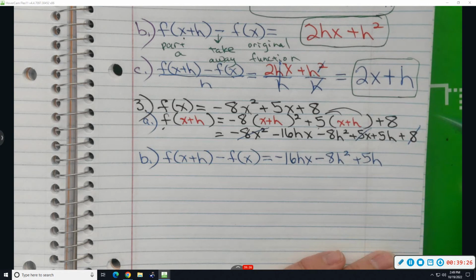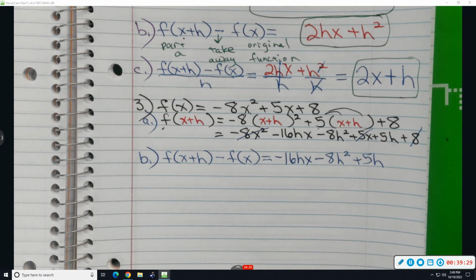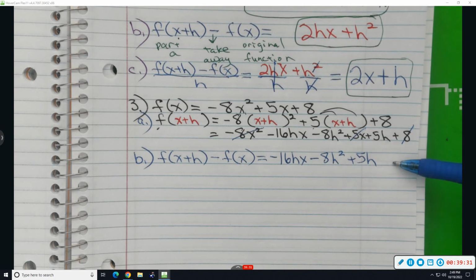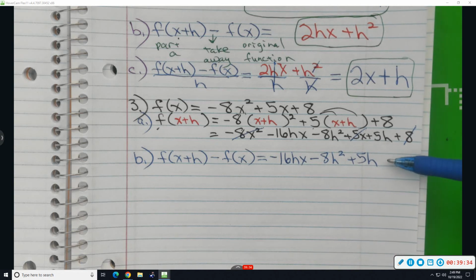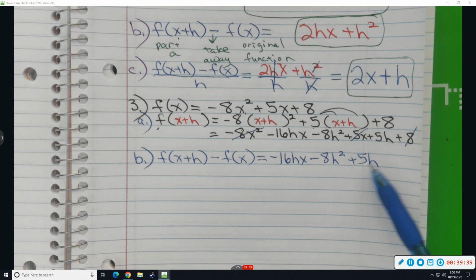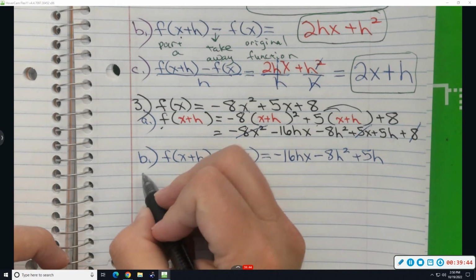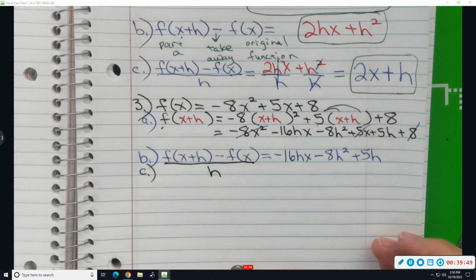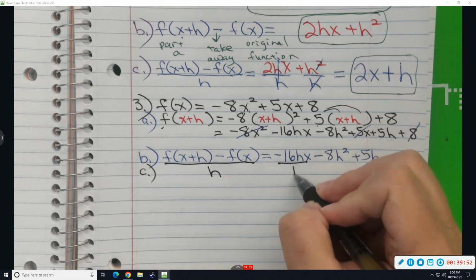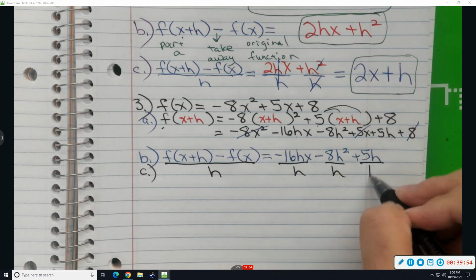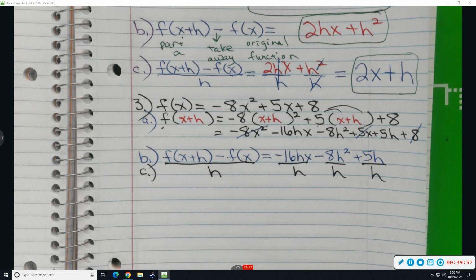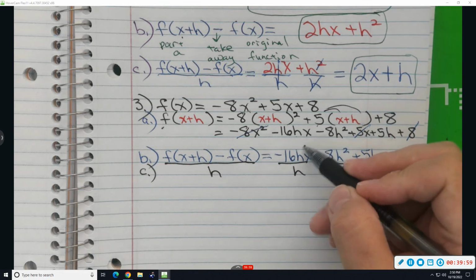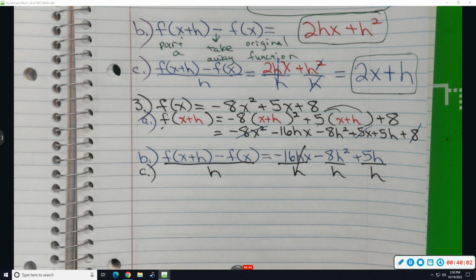8 minus 8. Remember I said, if you do this second step correctly, every term must contain what letter? An h. Every term has to contain an h if you're doing it correctly. And finally, part C. We're supposed to divide through by h. Remember I said divide each term by h. And the h cancels there, leaving me with what?